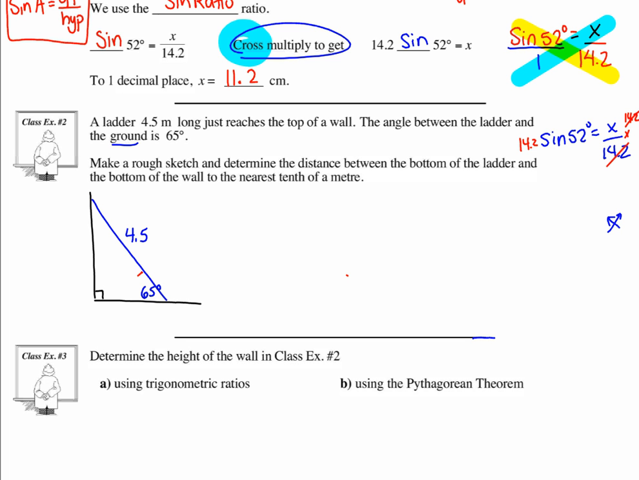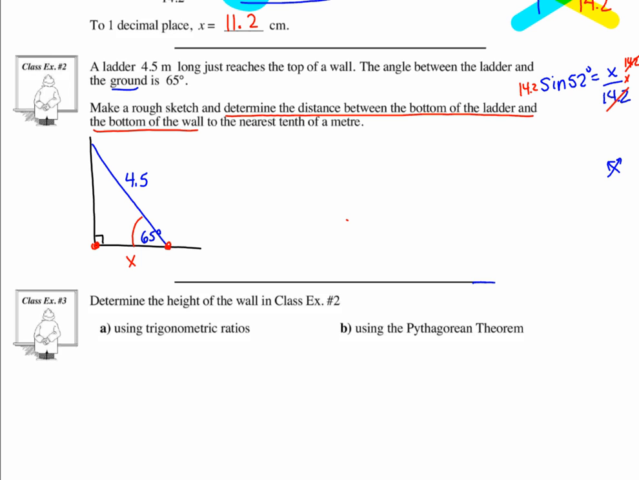Okay, so what are we looking for here? Make a rough sketch and determine the distance between the bottom of the ladder and the bottom of the wall. So are we looking for the vertical distance or the horizontal? Horizontal. Between the bottom of the ladder and the bottom of the wall. So that's what we're going to label x. We just want to label what we're looking for. So what's our next step once we have drawn our triangle?